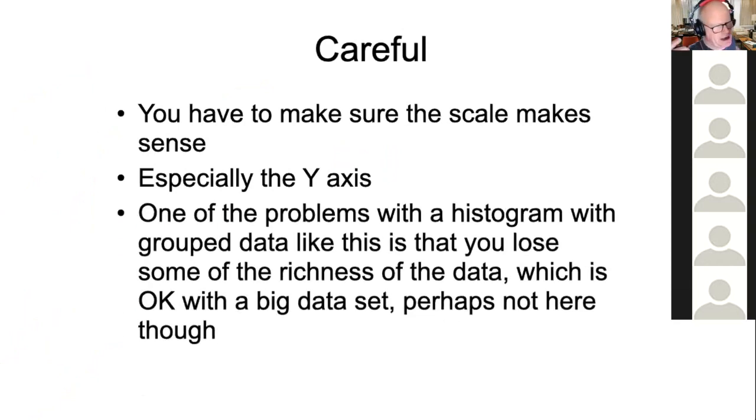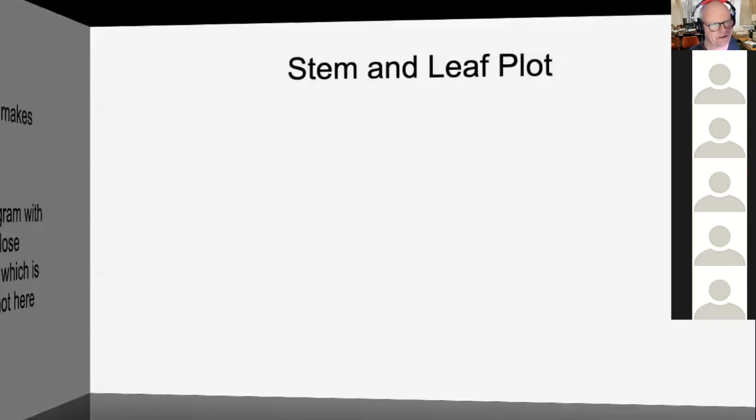One of the problems of the histogram, of course, is that it's grouped data, so you lose some of the richness. We've talked about that already. It wouldn't be a huge deal here because we have, I don't know how many years, 13 or 15 years. That's not a huge deal. But what if you have 200 data points? Well, you might want to use something different.